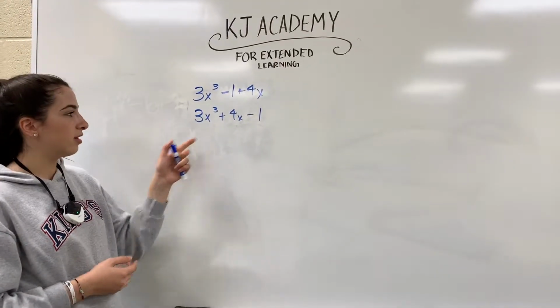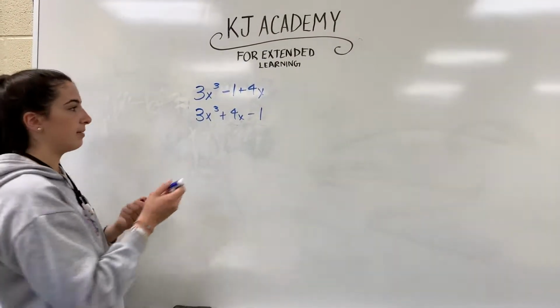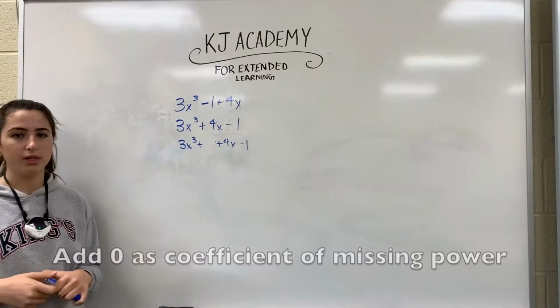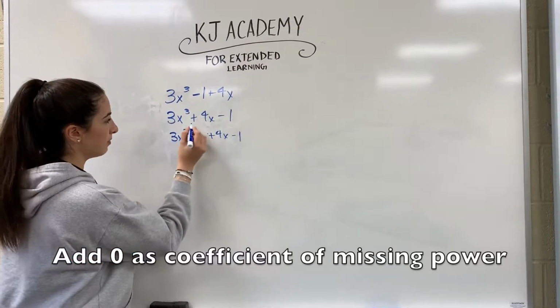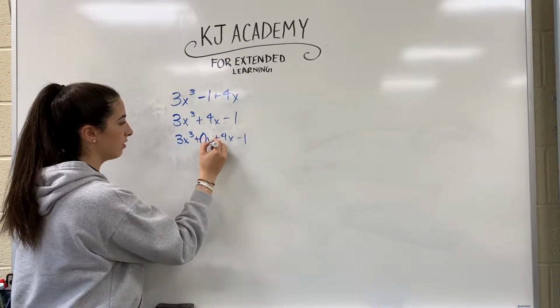Afterwards, you must make sure that there are no missing powers in the dividend. For example, x squared is missing. When a term is missing, you must add the missing term with a coefficient of 0. For example, we're missing x squared, so we're going to put 0 x squared.